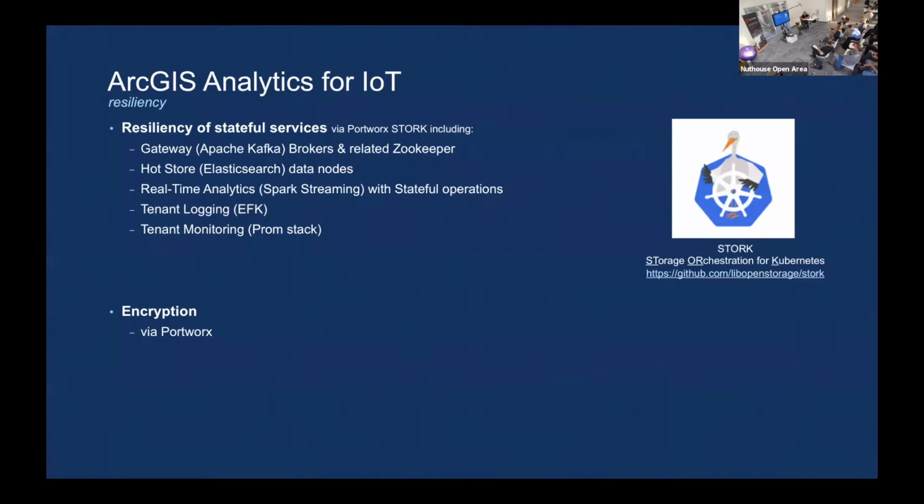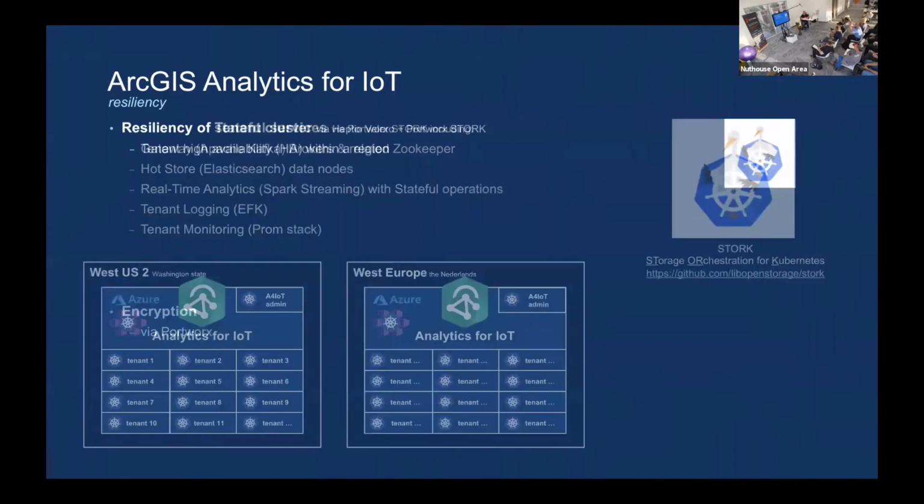All of the stateful workloads that we have, the tenant monitoring, tenant logging, the hot store and the gateway are kind of the obvious ones. The one that's not obvious, I was going to highlight because I think it's a really interesting use case, is that we have Spark streaming apps that have state in them. And Spark streaming, again, is good at a lot of things, but it's not necessarily great at state. Flink and a number of other projects do a little bit better job with state than Spark. But I'll show you how we've solved that problem.